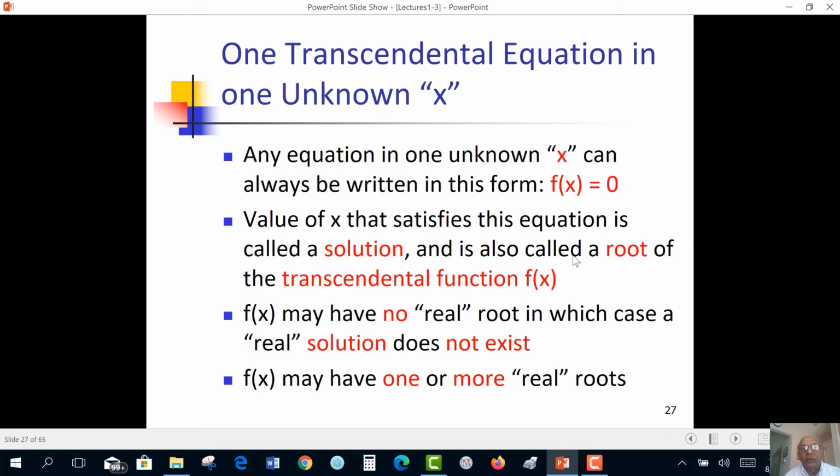Now it may turn out that this may not have any real root, in which case a real solution does not exist. Or this function may have one or more real roots, in which case this equation has many solutions, or the function has more than one root.